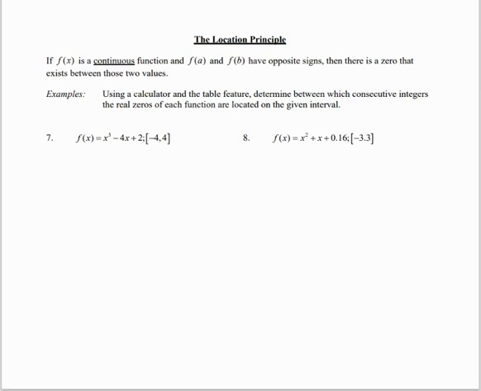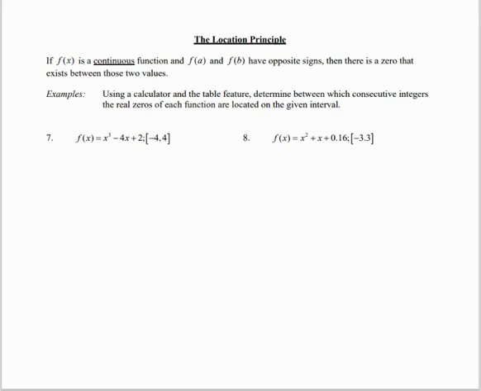The next part that we have is the location principle. Again, if you have a graphing calculator, it makes this a lot faster. Our location principle is saying that if f of x is continuous and we have opposite signs, then we're going to have a 0 between those two values. So what do I mean by that?